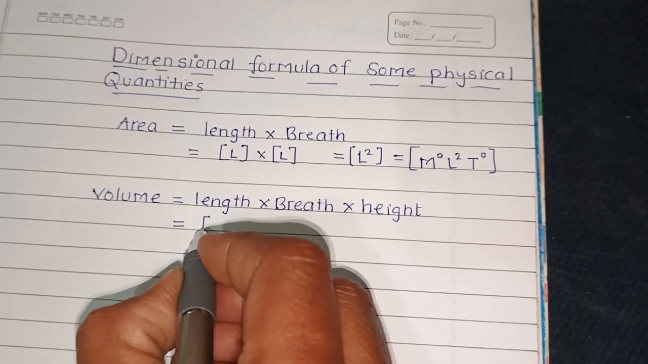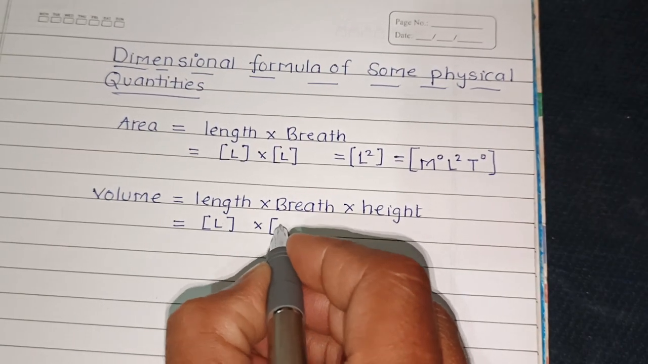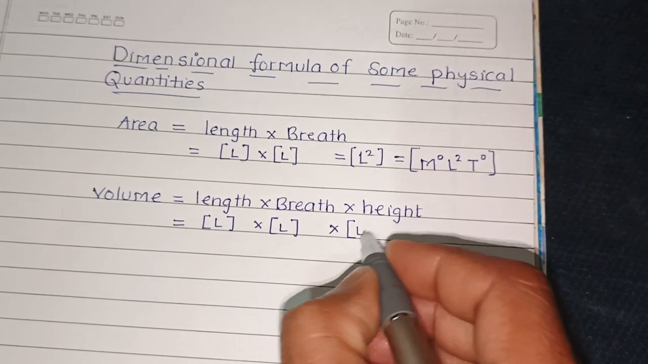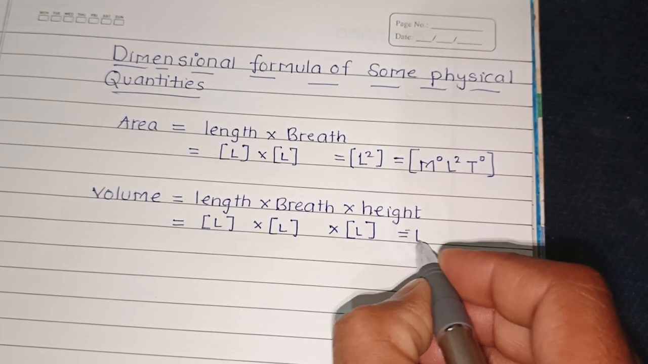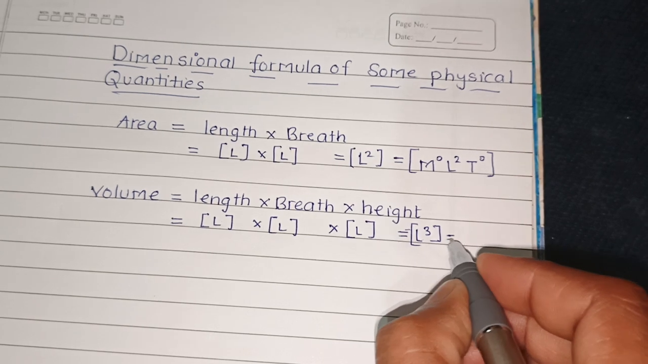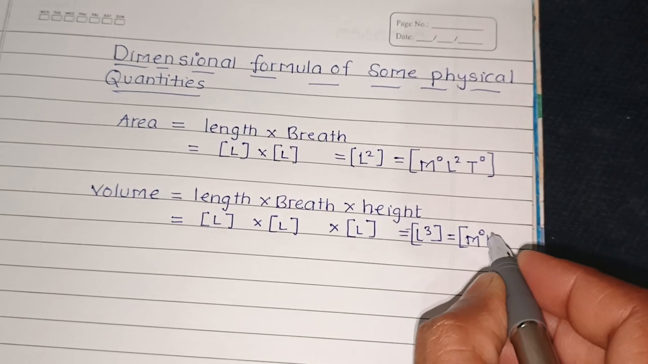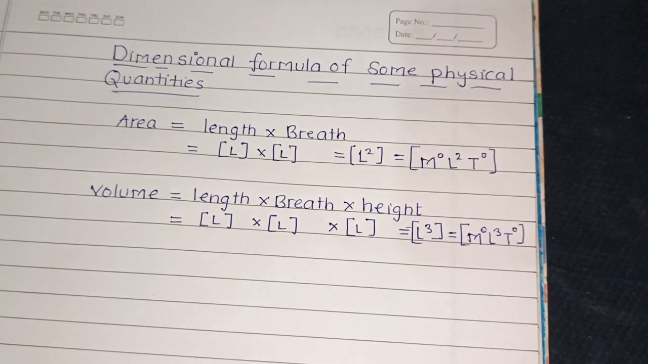Length is L, breadth is L, height is L. So that is L cube. So we can write M to the power 0, L to the power 3, T to the power 0. This is the dimension of volume.